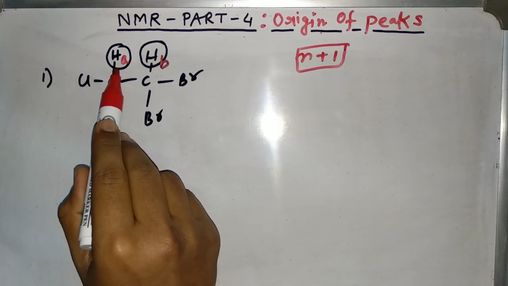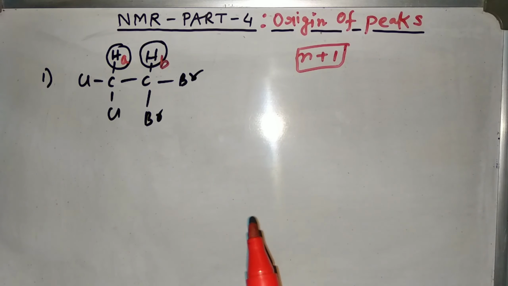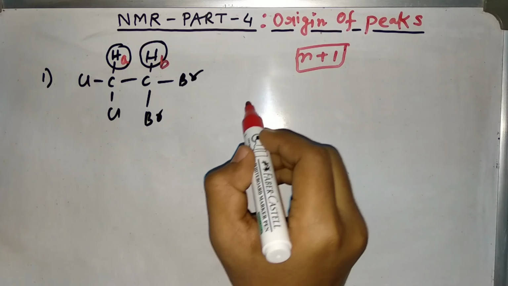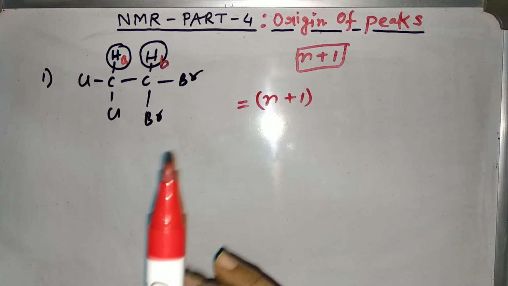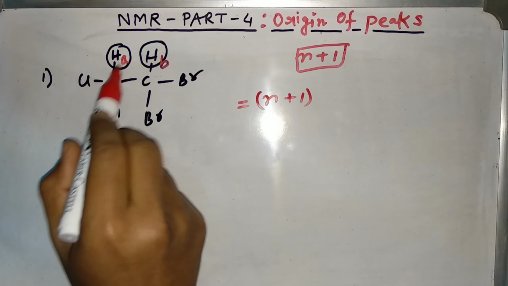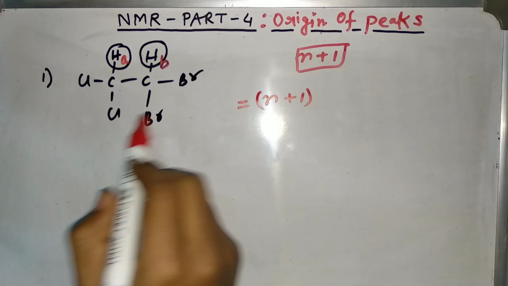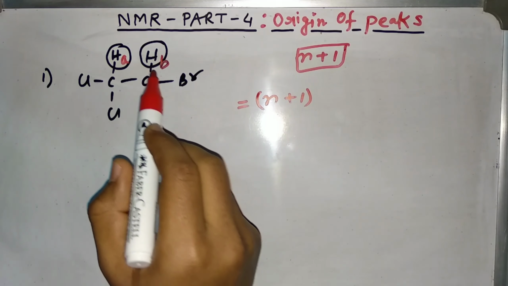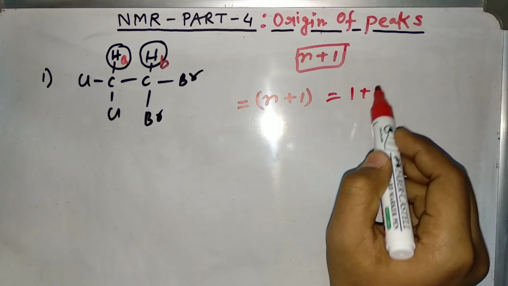So for A, what will be the number of peaks? A will give the number of peaks equal to n+1. Okay, so n is the number of adjacent protons of A. A has this carbon, nothing else, and only one hydrogen atom on it. So the number of adjacent protons is 1, so n is 1, and 1 plus 1 is 2.